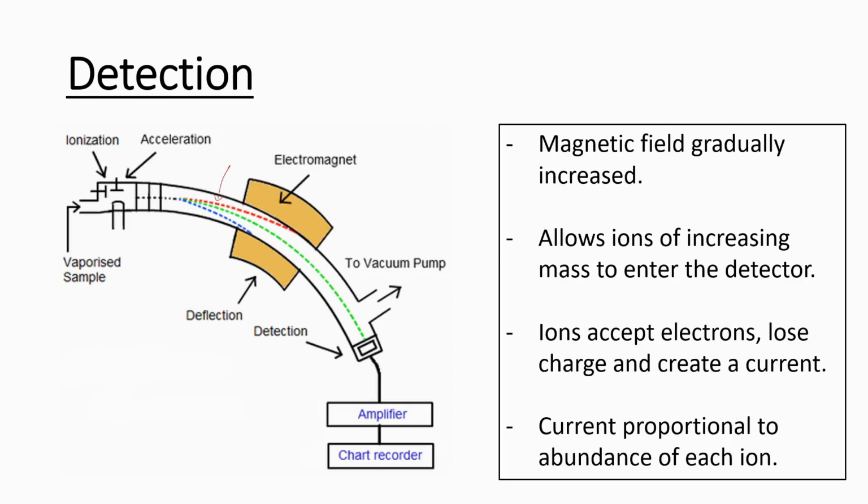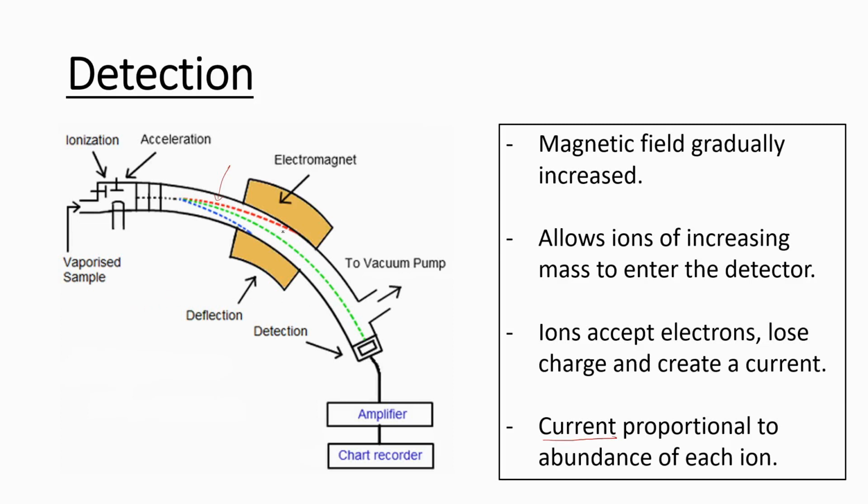Ions accept electrons at the detector because there is an electric current passing through it. And so those ions lose their charge, they become uncharged. When they accept electrons from the detector, this creates a flow of electrons in the detector, a current. That current is passed through an amplifier first because it could be a very small signal, a very weak current, and is then detected using a computer. And here, the strength of the current, or the number of milliamps or amps of the current, is proportional to the abundance of each ion.